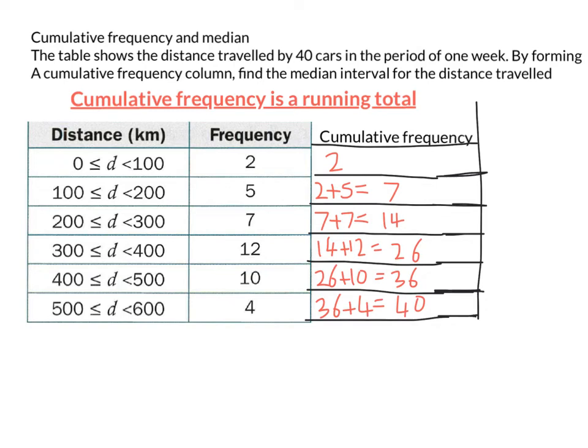How is this useful to find the median? Well, from the last video, hopefully you can remember how to find the median. The median is, if there are 40 cars, you can add 1 and divide it by 2, and that will tell you which is the middle value. So 41 divided by 2 is 20.5. We're looking for where the 20.5th value is, what interval that is in.